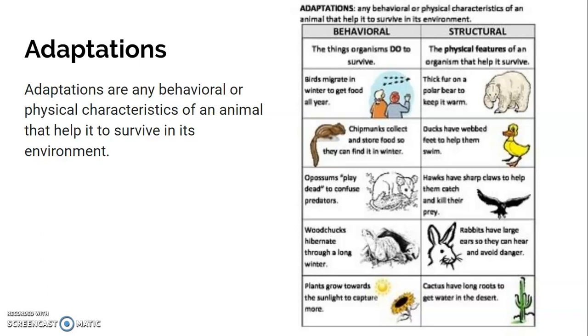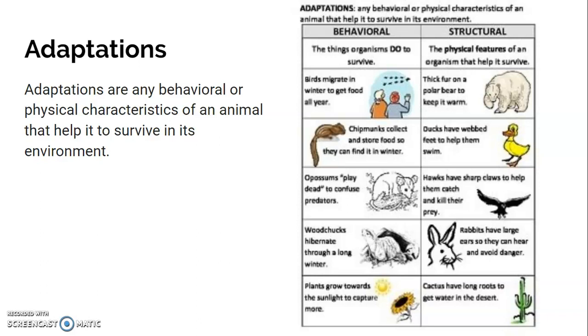Those are behavioral adaptations. And then there are also structural adaptations, which are physical things that help an organism survive. For example, polar bears have thick fur to keep them warm. Also, if you think about it, polar bears are white. Why would they be white? Why are they more successful with white fur instead of black fur?